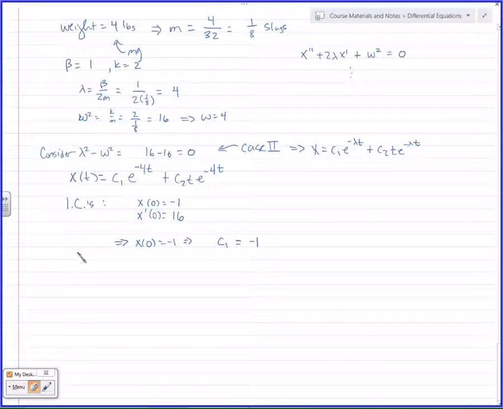And now x prime is negative 4 c1 e to the negative 4t. Now I've got to do a product rule, so plus c2 e to the negative 4t minus 4 c2 t e to the negative 4t. So plug in c1 is negative 1, and also do x prime at 0.